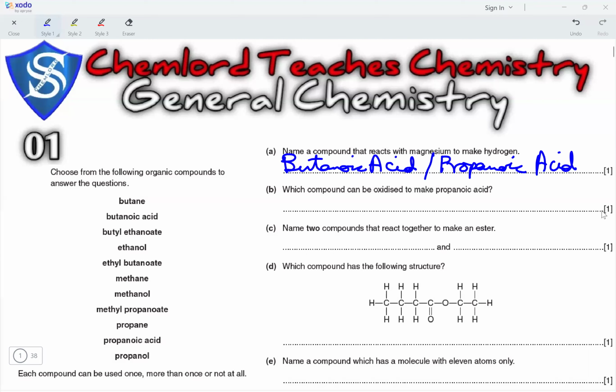Which compound can be oxidized to make propanoic acid? So if the product is propanoic acid, that means it contains three carbon atoms. So the product containing three carbon atoms means that the reactant will also contain three carbon atoms, and a three carbon atom alcohol, because alcohols are oxidized to carboxylic acid. So a three carbon atom alcohol would be propanol. So the answer for this part is propanol.